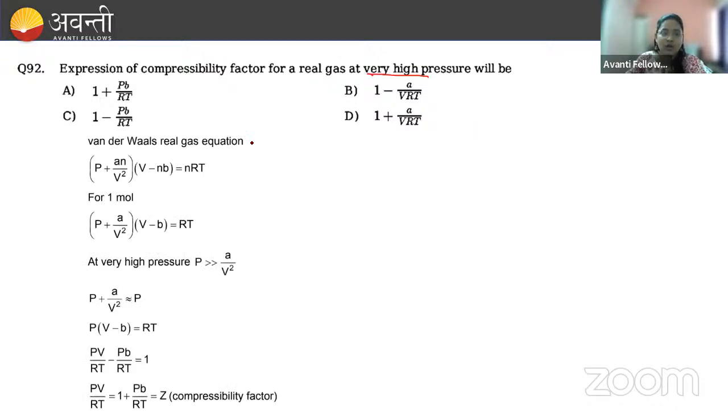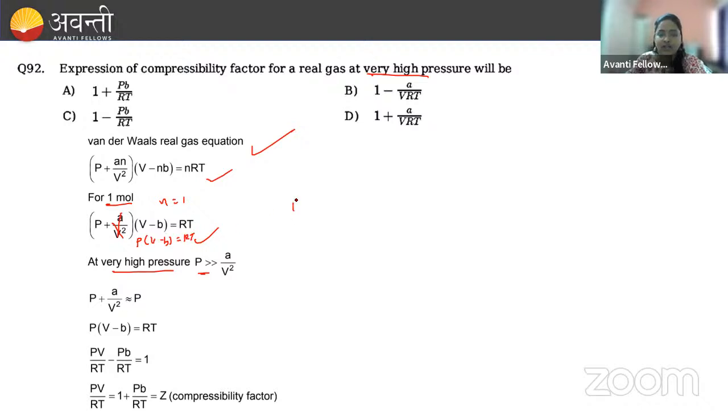So what is the van der Waals gas equation? It is (P + a n²/V²)(V − nb) = nRT. This is our van der Waals equation. Here we are considering 1 mole, so that's why n is equal to 1. Here we have to consider very high pressure. So pressure is very, very much greater than this term, so this term will go. And what will happen? P(V − b) = RT.